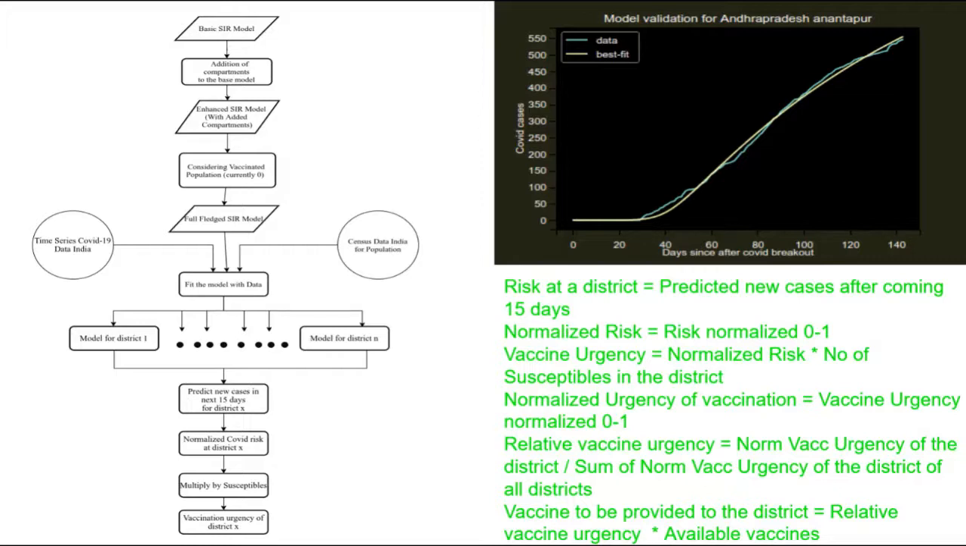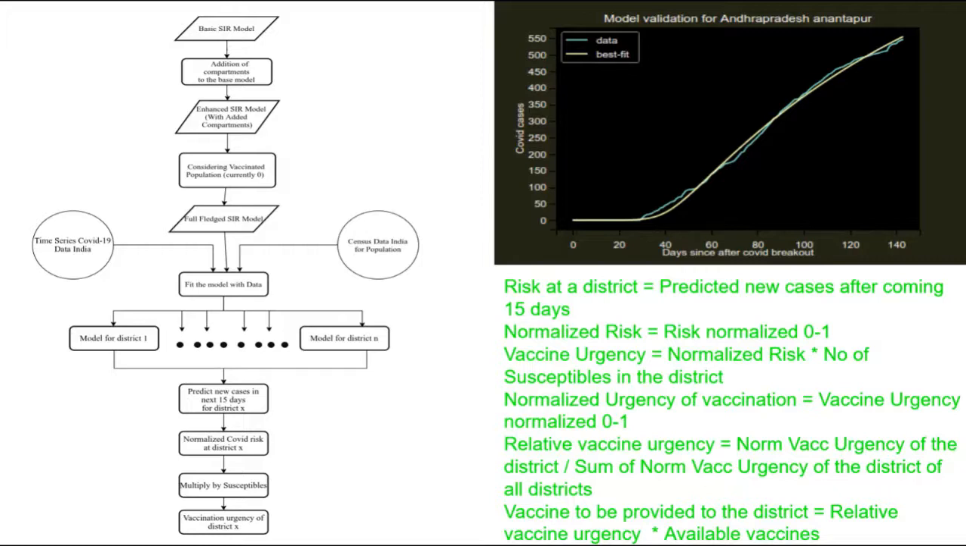Further, we are multiplying that risk with the number of susceptibles. That means those who haven't yet got COVID but are also not vaccinated. So we are multiplying them, and we're getting a vaccination urgency for district X.